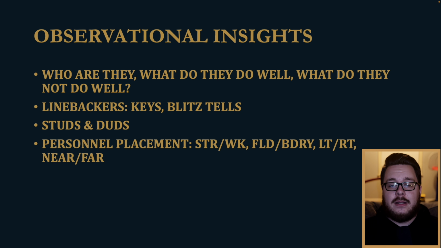How do they decide who goes on what side of the field? The first three are pretty common that we'll see: strong and weak, field and boundary, or left and right. But another one that we should keep an eye on is near and far. What I mean by near and far is our sideline. Is there a corner that's always on his team's sideline, or an outside linebacker, or a safety? We want to figure out what their philosophy is for putting players on each side of the formation. These are the 4 ways that I think defenses do it.